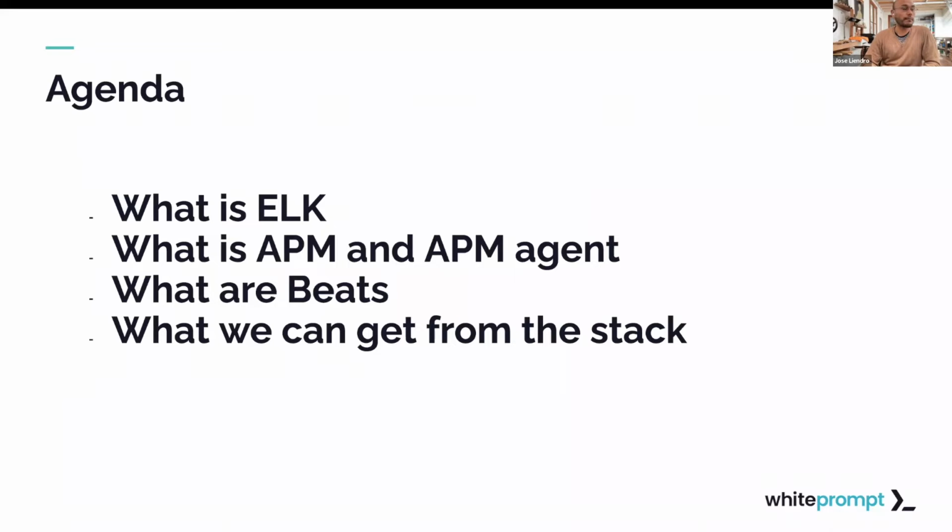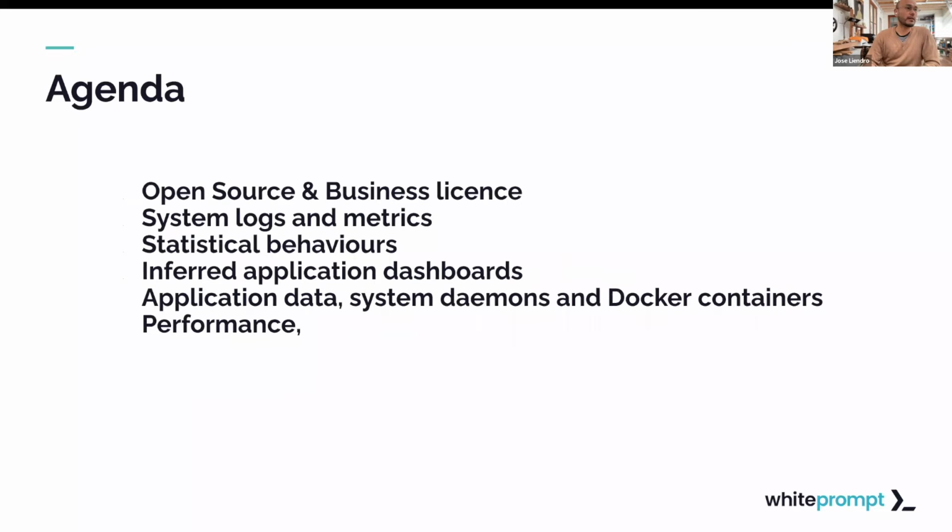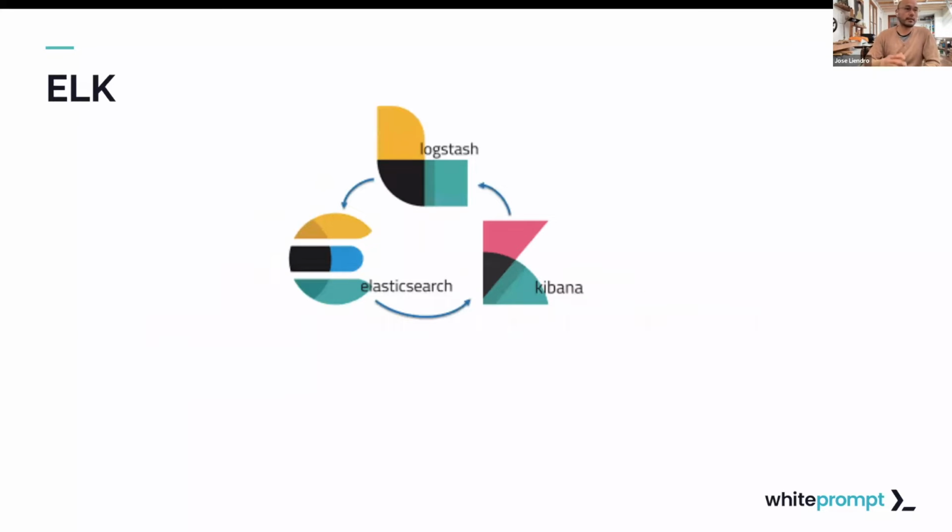So today I will talk about ELK, APM, these words. First, I will try to define what they are and what we can get from this technology. So first of all, ELK was created by Elastic company, and it's a set of components. In this case, it has these three open source agents or systems: Elasticsearch, Logstash, and Kibana.